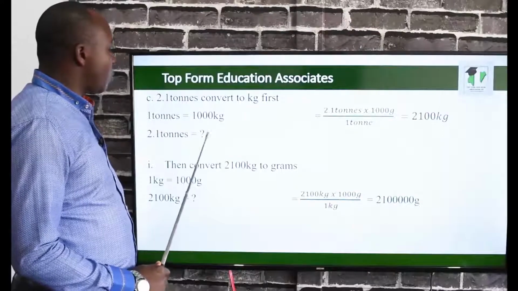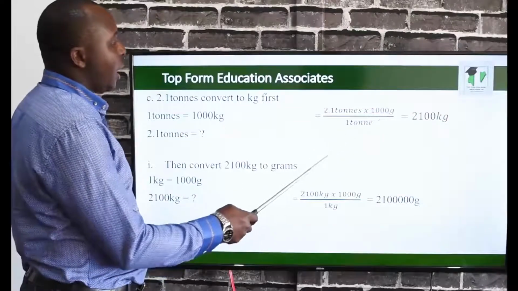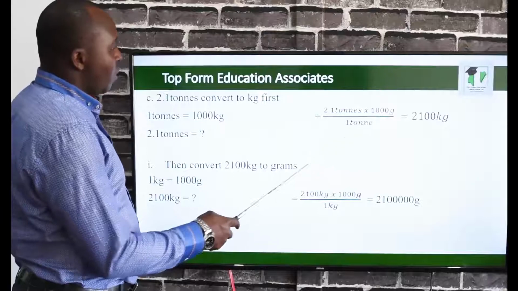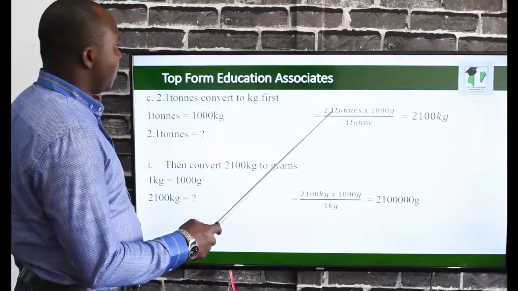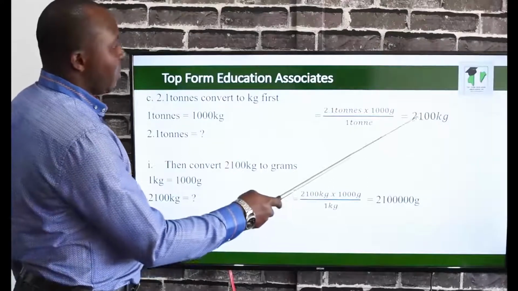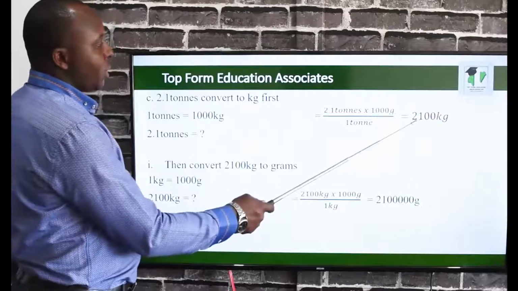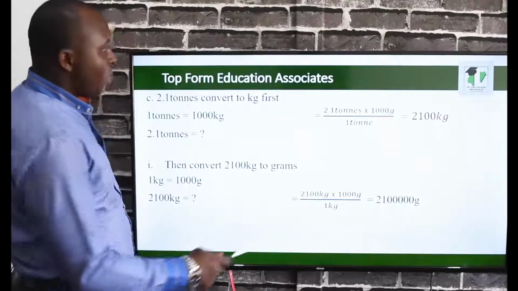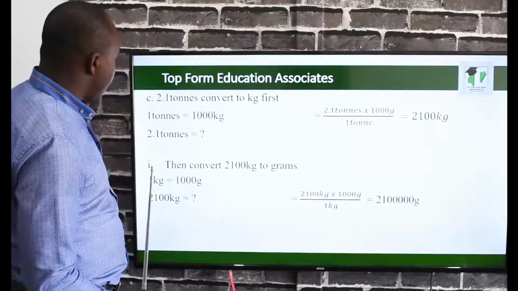2.1 tons equals, or no, we cross multiply 2.1 tons times 1,000 kilograms over 1 ton. So ton cancels ton. I have 2.1 times 1,000 kilograms, which gives me 2,100 kilograms. Then the next thing, we convert kilograms to grams. That is the first one.